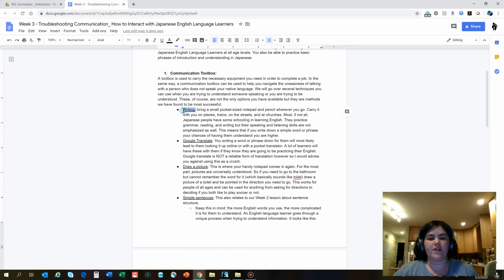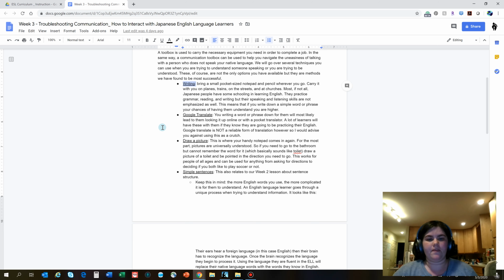I recommend you bring a small pocket-sized notepad and a pencil wherever you go. Carry it with you on planes, trains, on the streets, at churches. It will help you to write things down if you guys aren't connecting on a verbal level. Having them read a simple phrase or word will help them understand what you're trying to say.